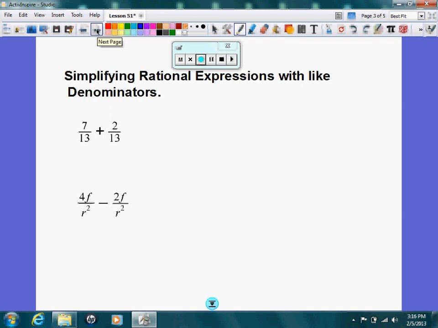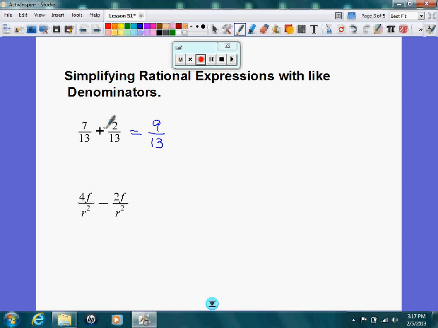Simplifying rational expressions with like denominators. Back in elementary school, we had fractions with like denominators that we had to add. 7/13 plus 2/13. Just simply add the numerators. That would be equal to 9/13. Well, how would we add, or subtract in this case, these two expressions? Well, they have a like denominator of r squared. So we have 4f over r squared minus 2f over r squared.